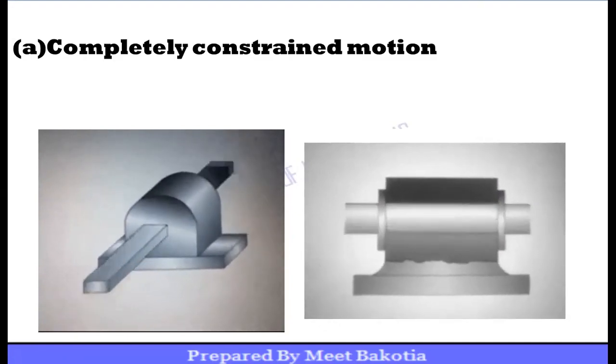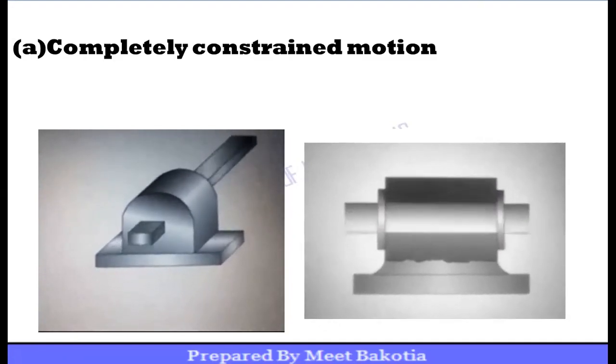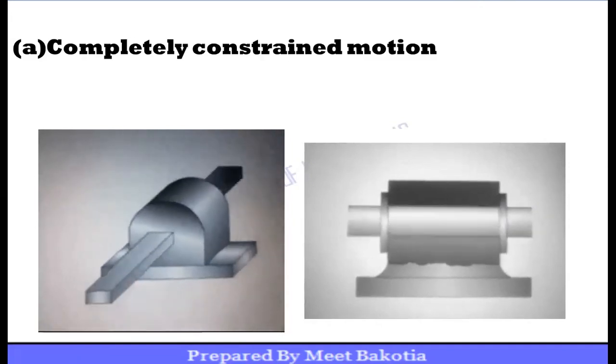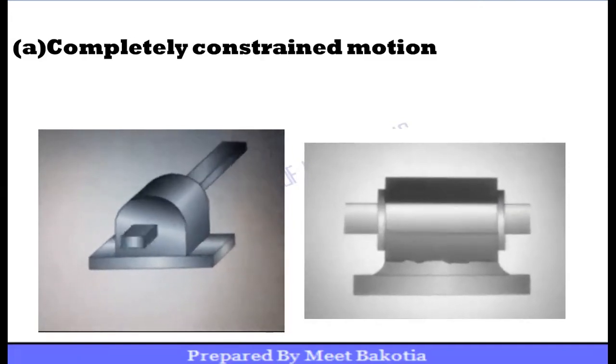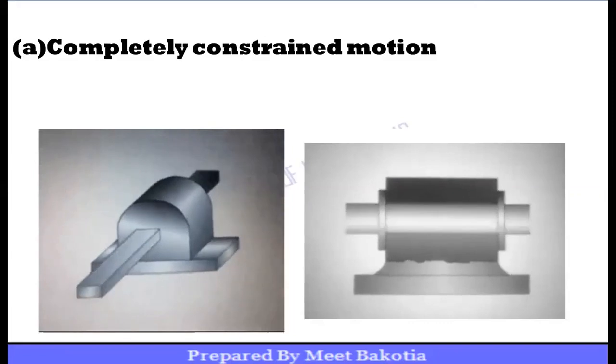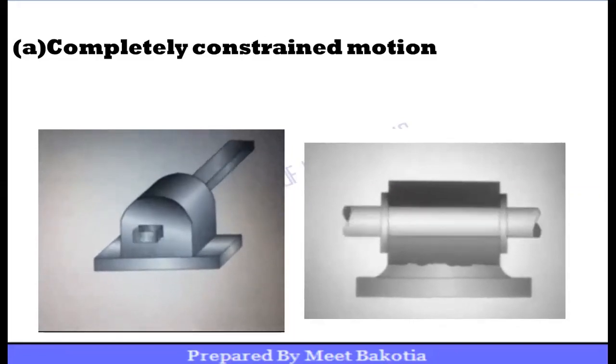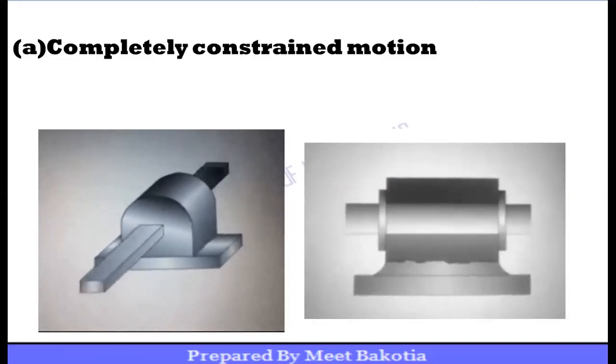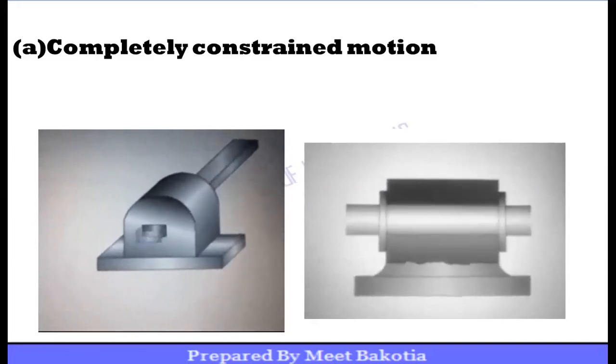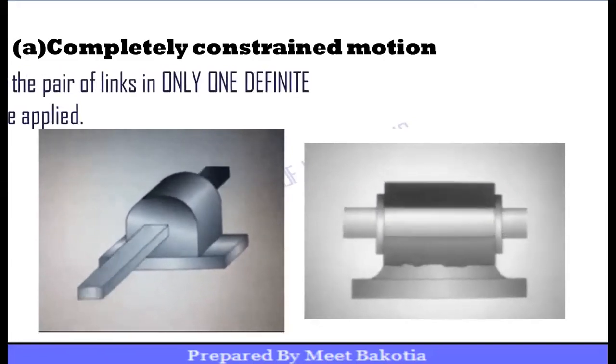Only one motion is possible, which is sliding motion. In the same way, in the second diagram, you can see the shaft is only rotating, right? It is continuously rotating, but it does not reciprocate. So only one direction is possible. That's why we can call this a completely constrained motion.